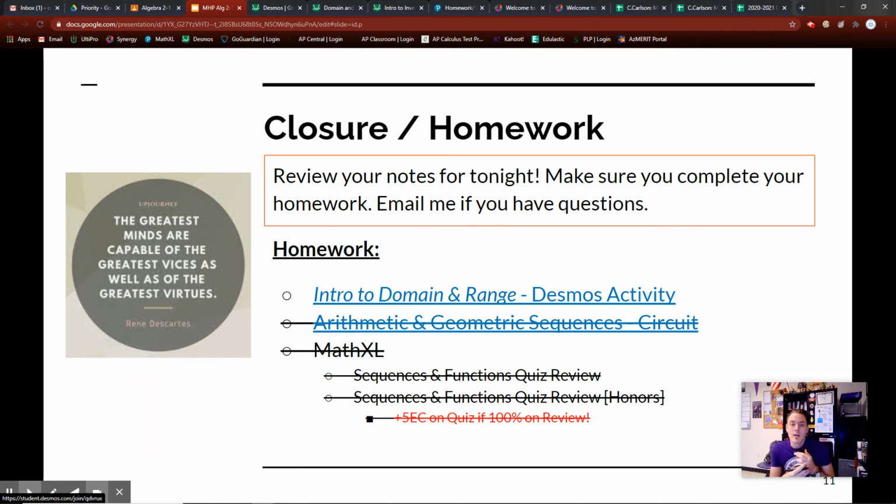So make sure you complete this Desmos activity as your homework. Make sure you complete other homework that you haven't yet gotten to. Finish the homework quiz if you haven't finished the homework quiz for graphing functions and for proportions and simple rational equations.